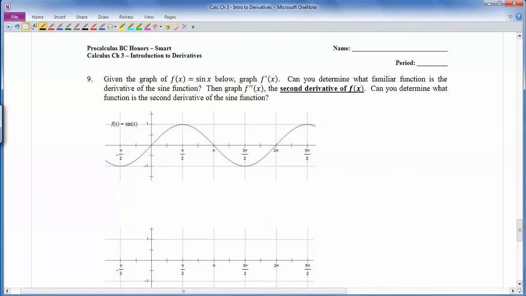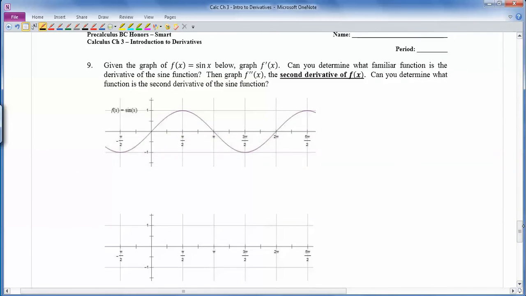So we're on to our last problem here. We've got the graph of sine x, and we want to graph f prime of x. Now, you've actually done this problem in a video at the end of the last unit. But if I'm trying to graph the slope of sine of x, we can do it by analyzing the graph that we have here.